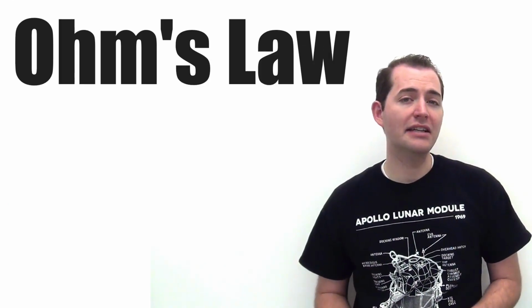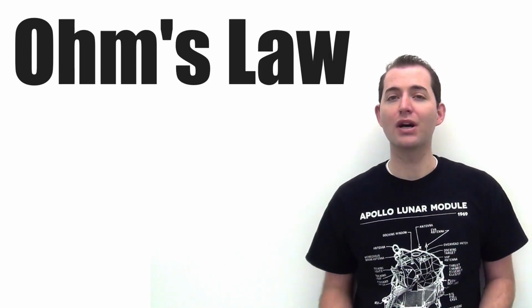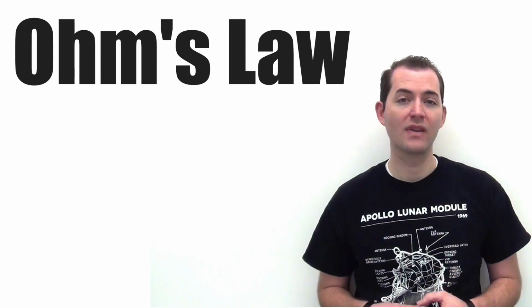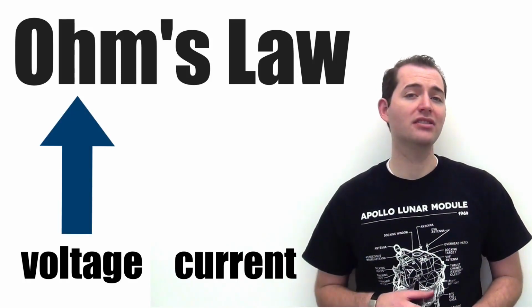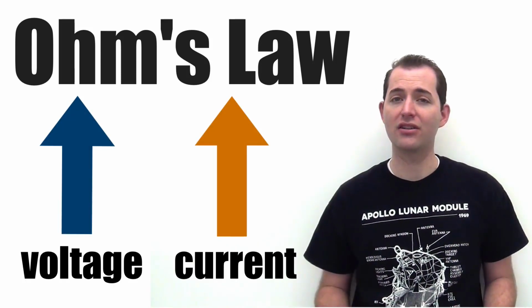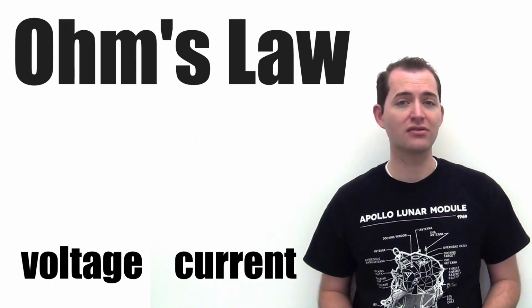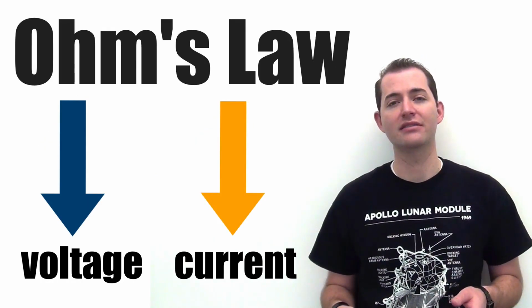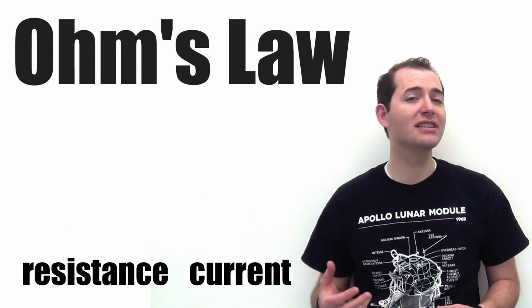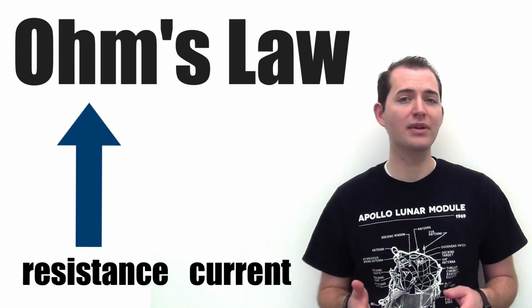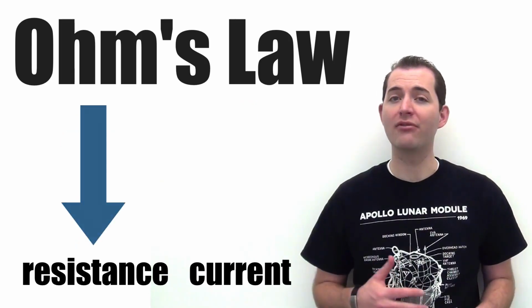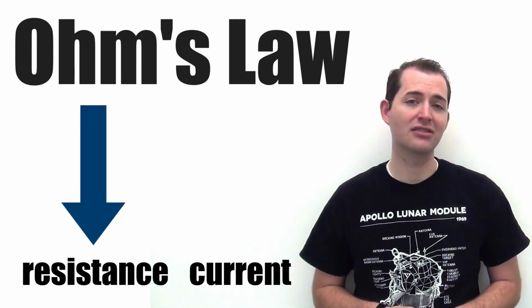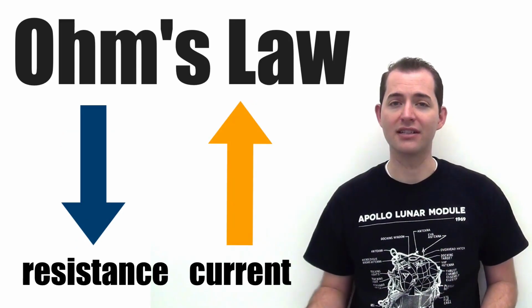These equations can lead to some general statements about these quantities in a circuit. As we increase the voltage in a circuit, we also increase the current. The converse is also true. As we decrease the voltage in a circuit, we decrease the current. Also, as we increase the total resistance in a circuit, we decrease the current. Or if we decrease the total resistance in a circuit, we increase the current.